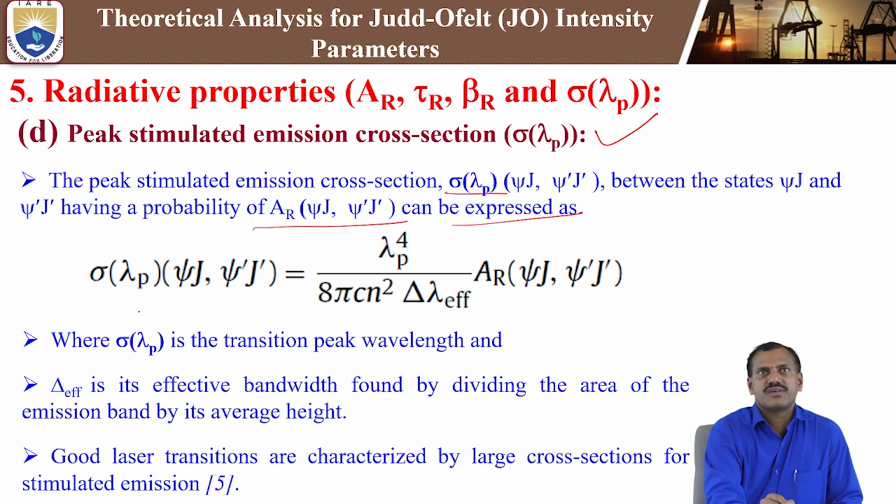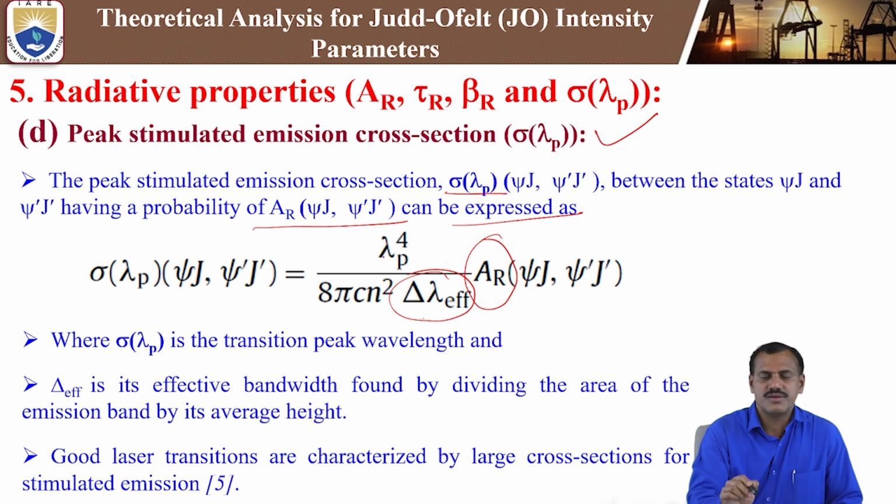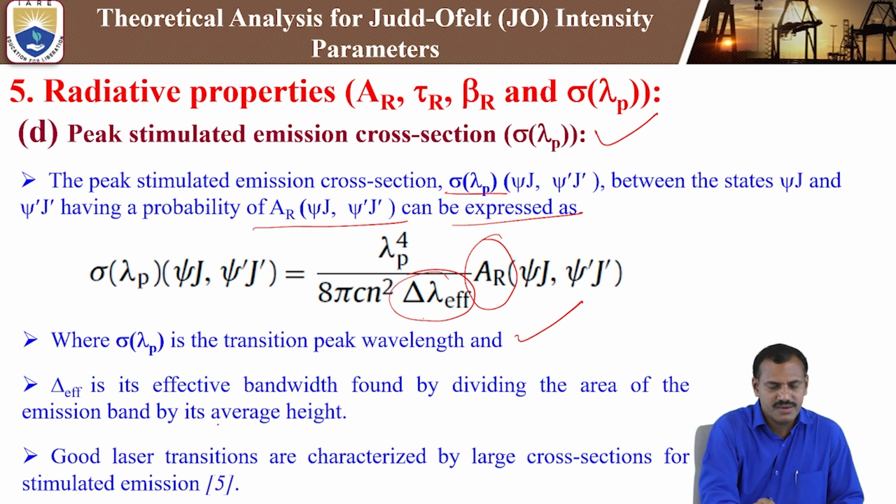So here sigma, the emission cross section, is calculated by using lambda p, that means the emission wavelength, lambda p to the fourth over 8 pi c n squared. c is the speed of light, n is the refractive index, and delta lambda effective is the effective bandwidth. You calculate it by using each and every emission peak, and the A_RAD value related to the transition probability. Using this value, the full width at half maximum, and each peak's wavelength value. Here lambda p is the transition peak wavelength. Delta lambda effective is the effective bandwidth found by dividing the area of the emission band by its average height. That is the full width at half maximum, equal to delta lambda effective.